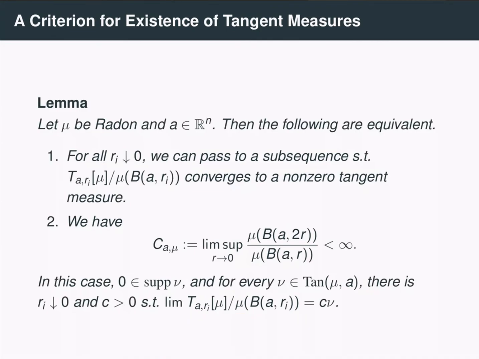I won't prove the whole theorem here, and I'll leave some of the details for you to verify on your own, but I will show the details of 2 implies 1. That is, if the ratios of the measures of each ball centered at a and its double remain bounded as r goes to 0, then any sequence of blow-ups of the following form will converge weakly to a tangent measure after passing to a subsequence.